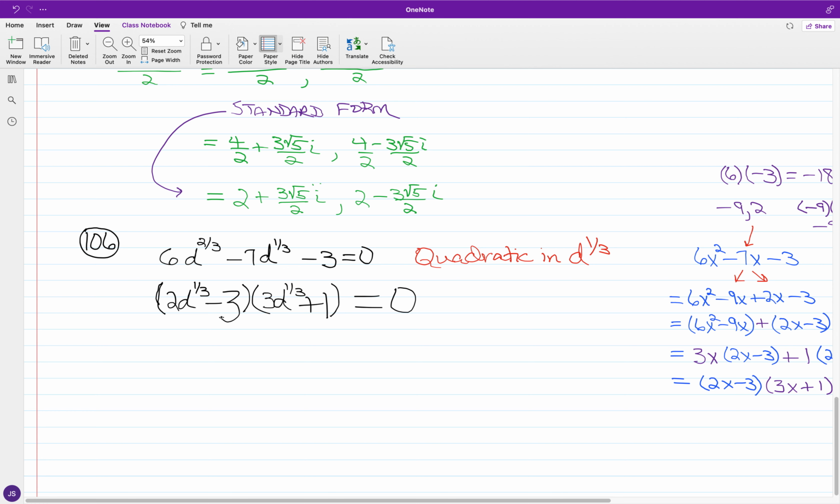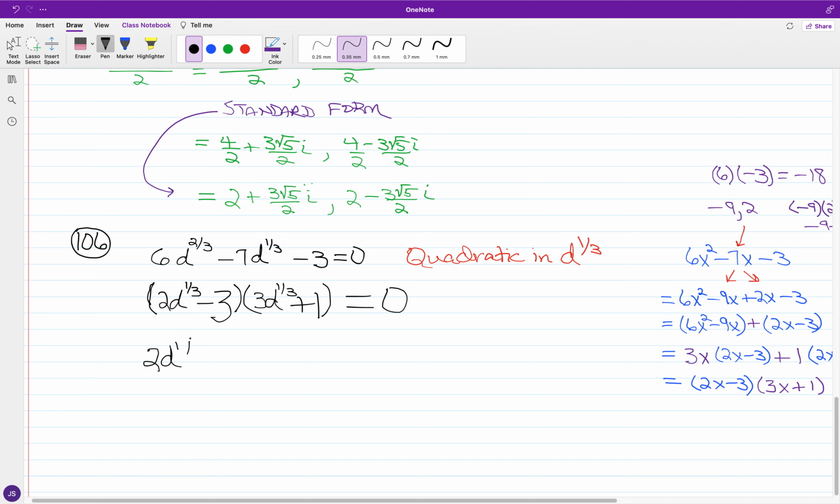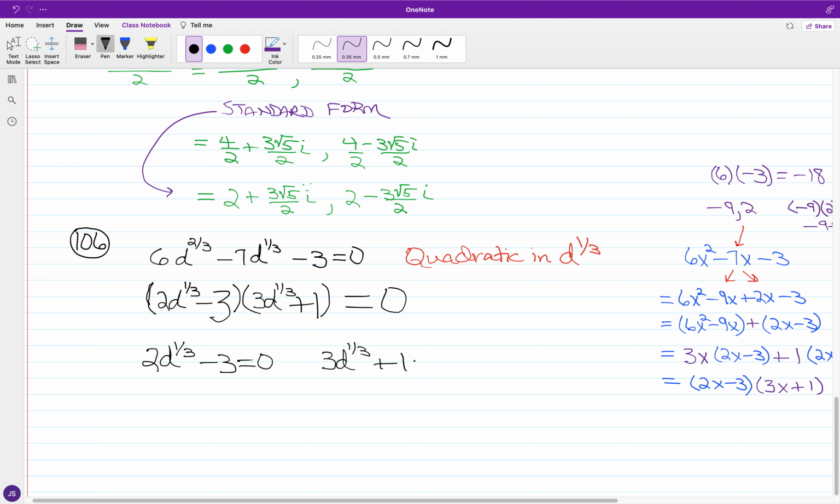So this is what we have here. Now, putting forth the zero product property, we can itemize the terms. So you have 2d to the 1/3 minus 3 is equal to 0, and we have 3d to the 1/3, followed by the addition of 1, is equal to 0.